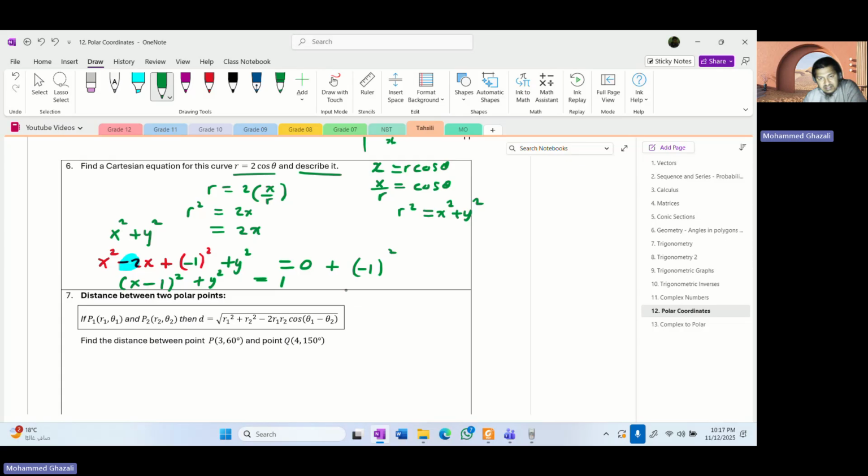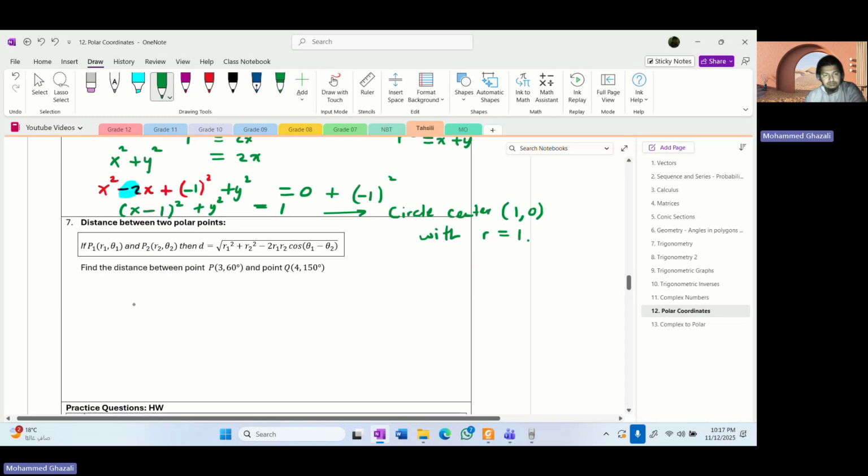So what is this? This is a circle with center 1, 0 and radius equal to square root of 1, which is 1.